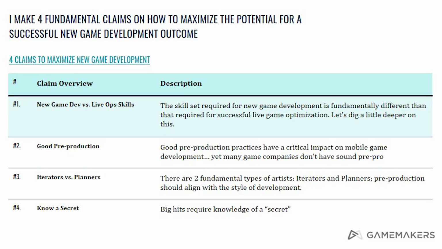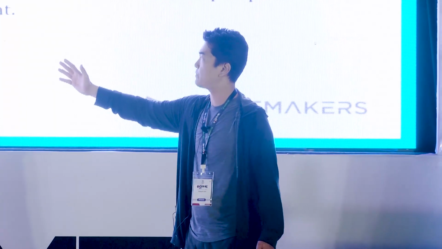Okay, I make a number of claims here, and what I'd like to do is talk to you about 4 concepts and 4 best practices that I think will help you maximize your chances of having a successful outcome when it comes to new game development. The first is really understanding this difference between people aligned towards new game development versus live ops, understanding what skills are required, and how to think about those types of people.